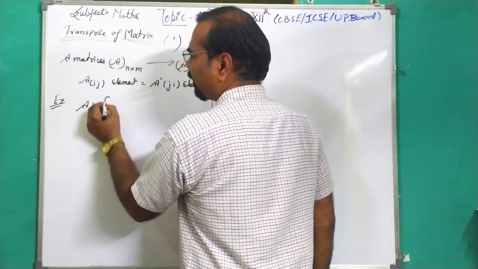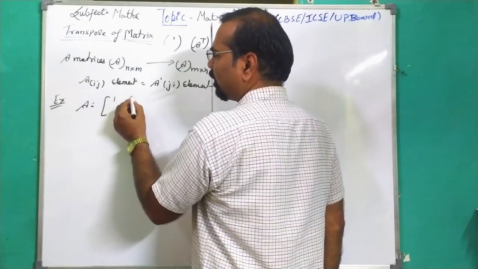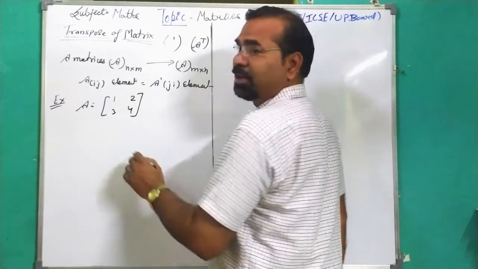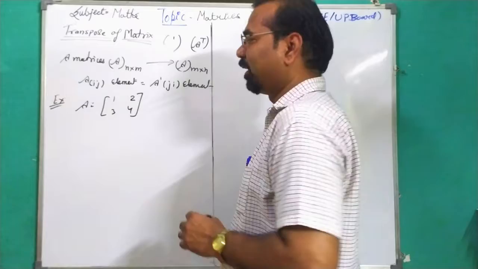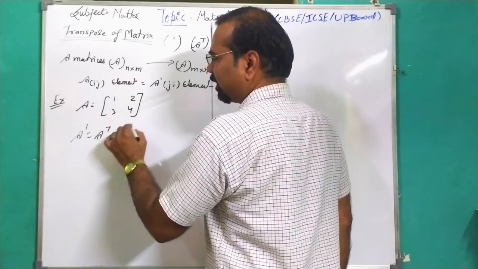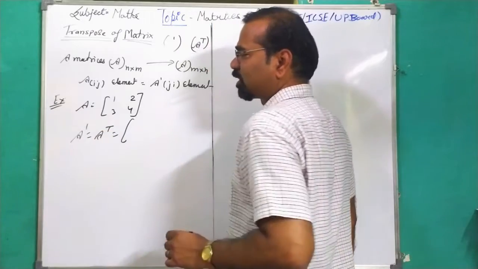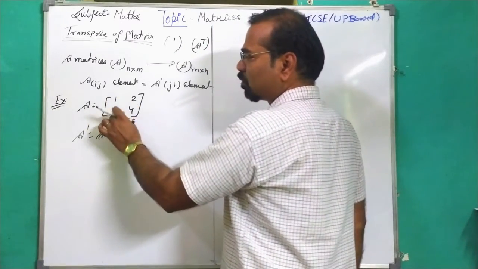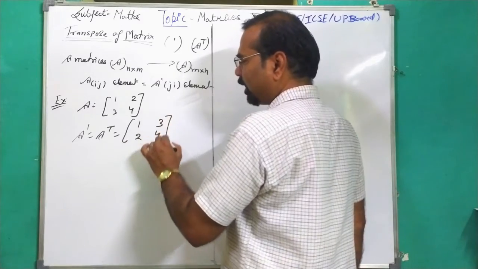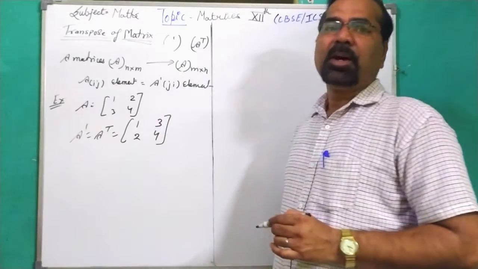Suppose matrix A is given with values 1, 2, 3, 4. Then you can find the transpose. A dash or A raised to the power T represents the transpose. Rows are changed to columns, so we get 1, 3, 2, 4. That is the transpose of the matrix.